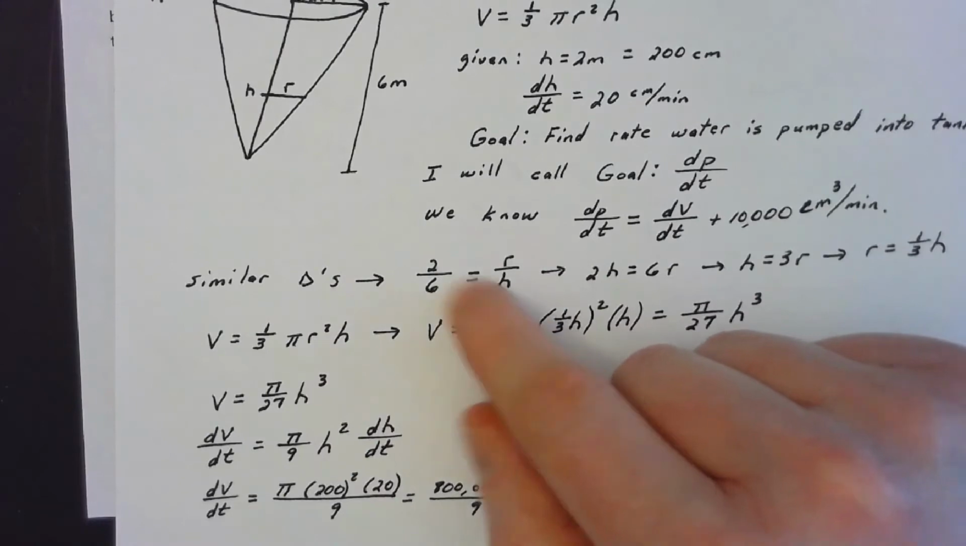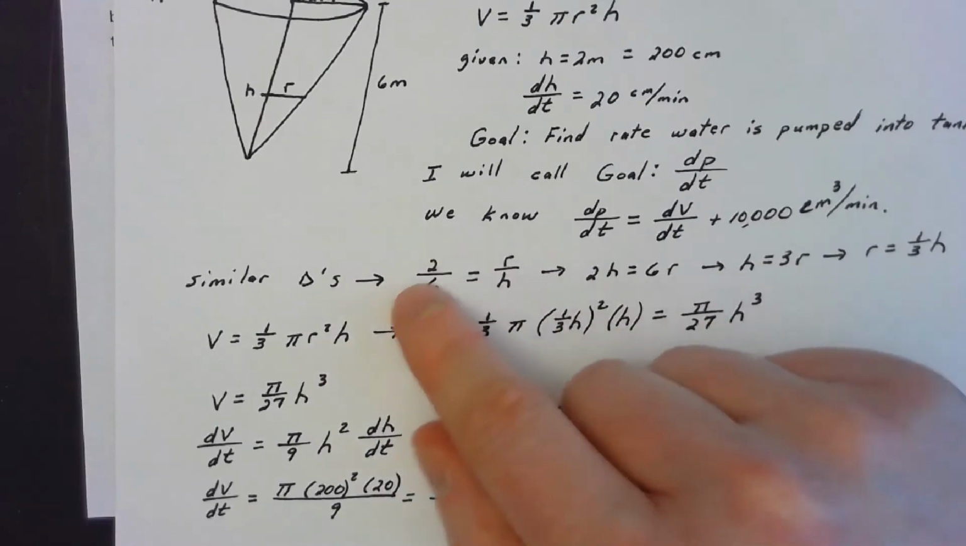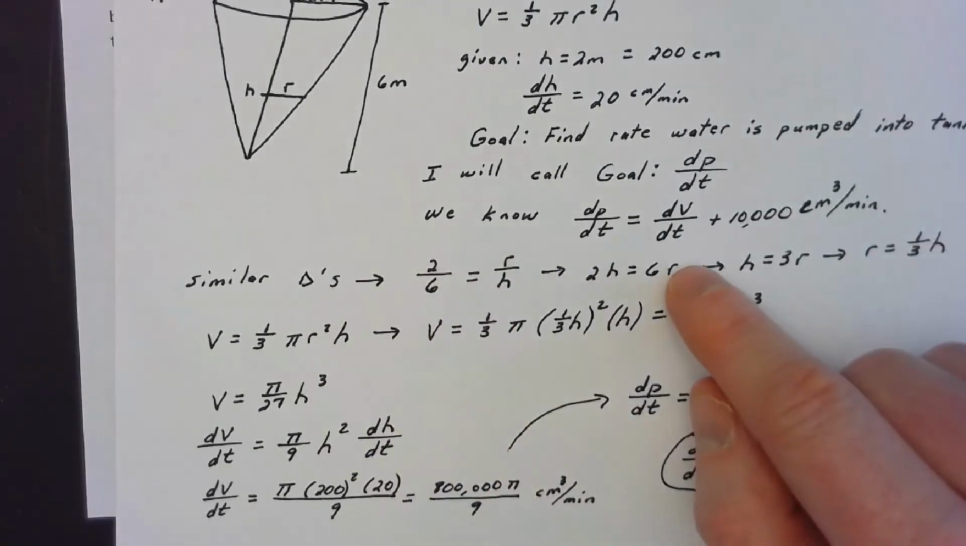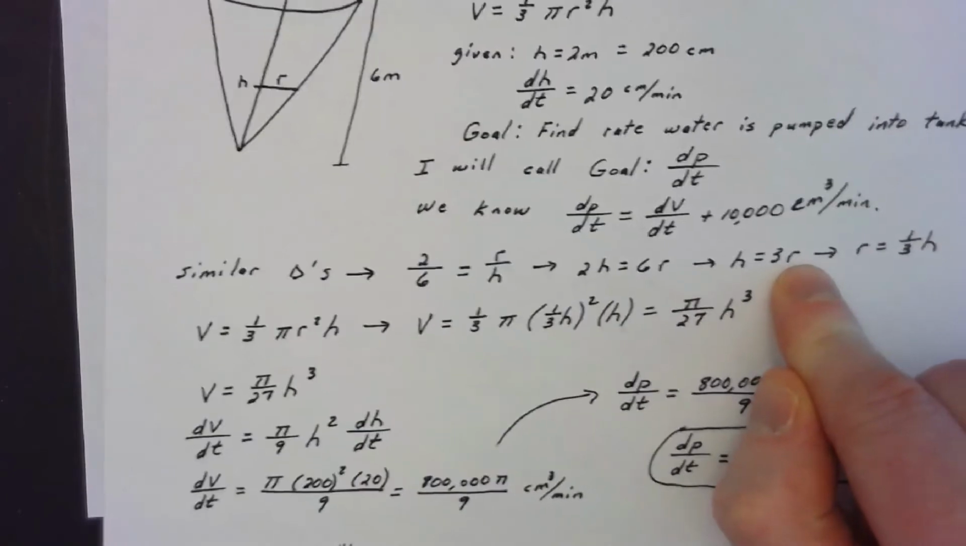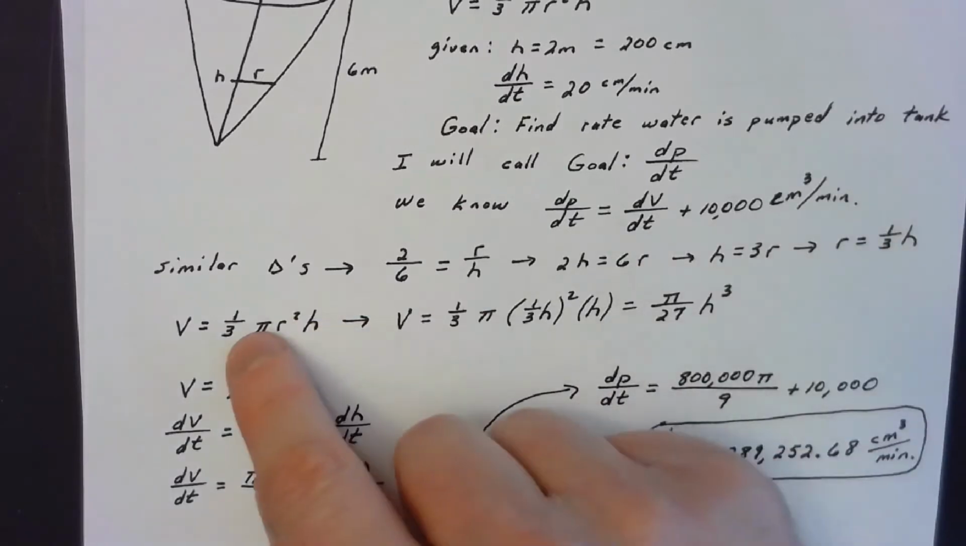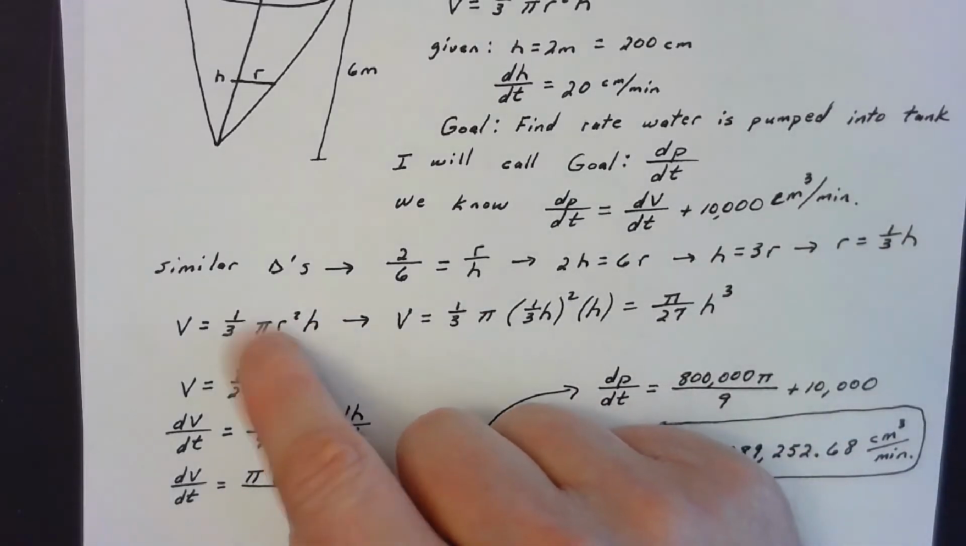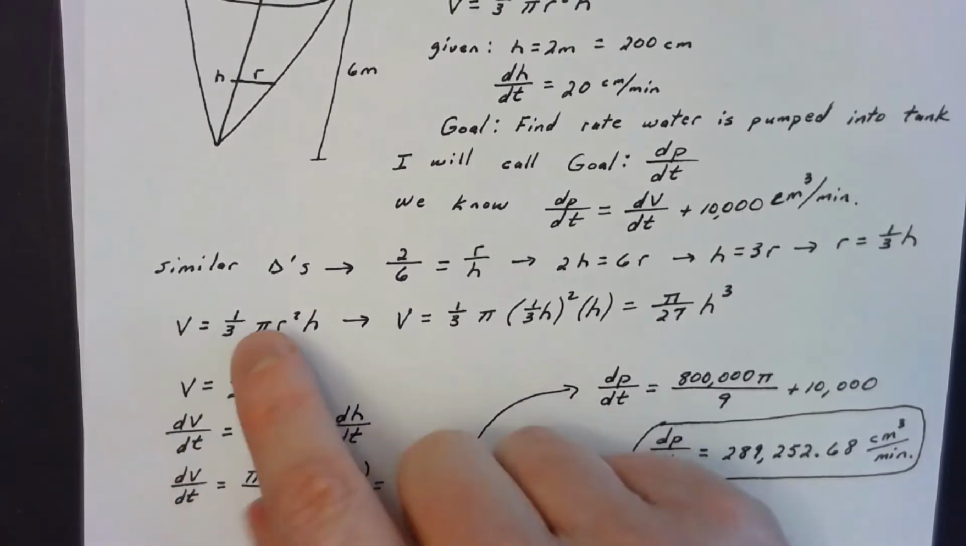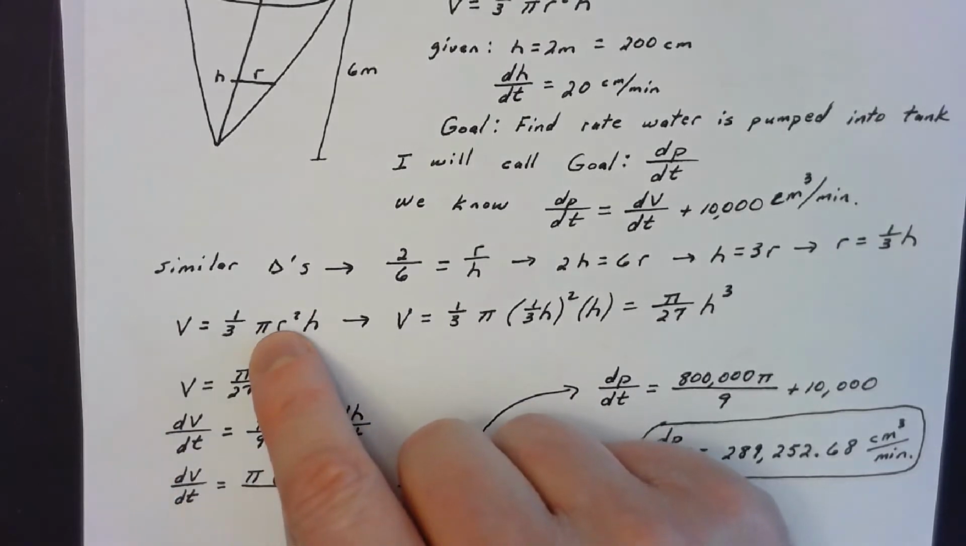To see that in this case, I just cross multiplied and said, well, 2h must equal 6r. So h is 3r, or what I really needed was r in terms of h. So I said r is equal to 1/3 h. Now, the reason I went ahead and solved for r in terms of h is so that I could plug it in and get my volume formula solely in terms of h in my problem.